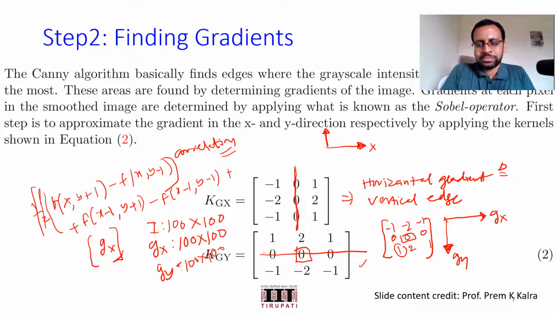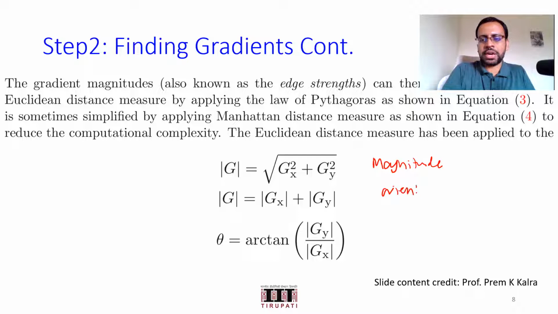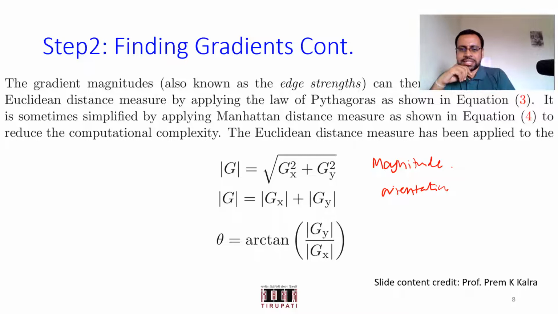Yes, sir. That's good. Then I'll go ahead one more step. Now, given that I could compute the magnitude of the gradient and the orientation of the gradient, gx, gy, this also we have discussed in the class. So the square root of gx square plus gy square will give you this.